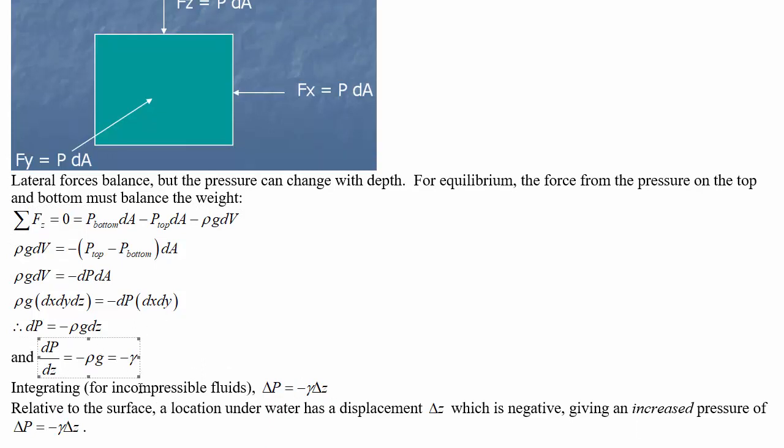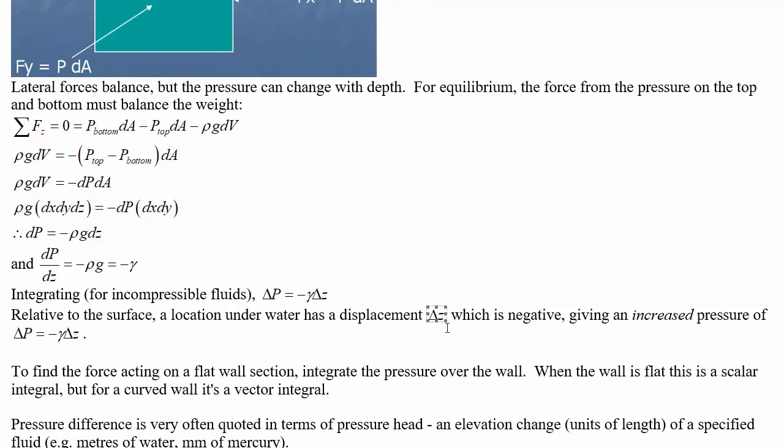So if we integrate this, and we can do that by taking the density as constant for an incompressible fluid, or at least a constant density fluid, then the change in pressure is equal to negative gamma times the change in z coordinate. If we're looking for something that's lower, then we're looking at a more negative z, and that means that we are going to a more positive depth as we increase the pressure.